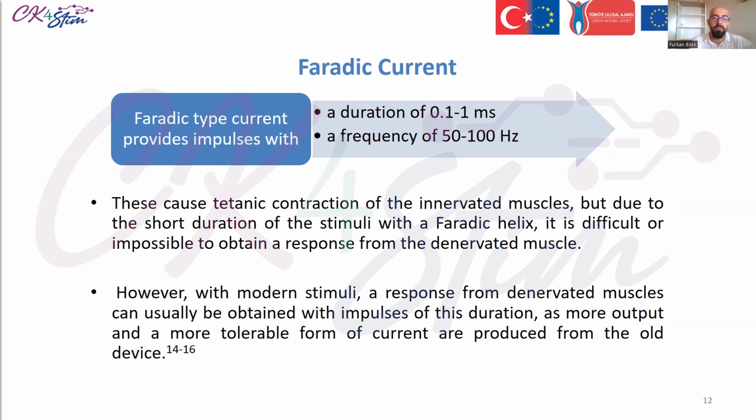Faradic type current provides impulses with a duration of 0.1 to 1 millisecond and a frequency of 50 to 100 Hz. The term Faradism was formerly used to denote the type of current produced by the first Faraday coil, and is a current that varies chaotically, with each cycle consisting of 2 unique phases: low intensity long-term current and high intensity short-term current. This causes tetanic contraction of the innervated muscles, but due to the short duration of the stimuli with the Faraday coil, it is difficult or impossible to obtain a response from the denervated muscle.